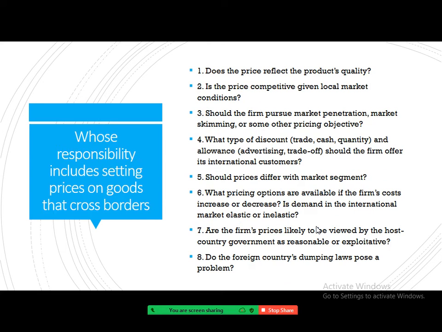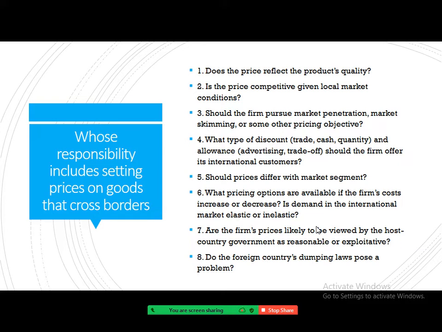Now I will show you a list of 8 basic considerations for those whose responsibility includes setting prices on goods that cross borders. So you should ask questions like, does the price reflect the product's quality? Is the price competitive given local market conditions? Should the firm pursue market penetration or market skimming or some other pricing objective?